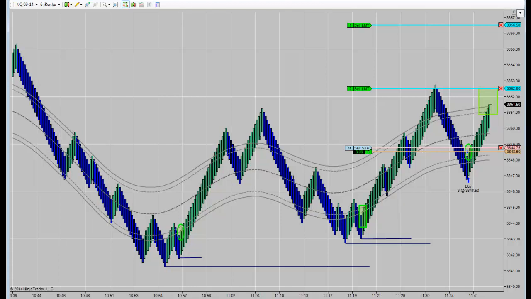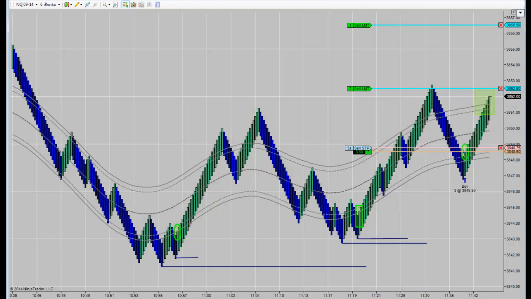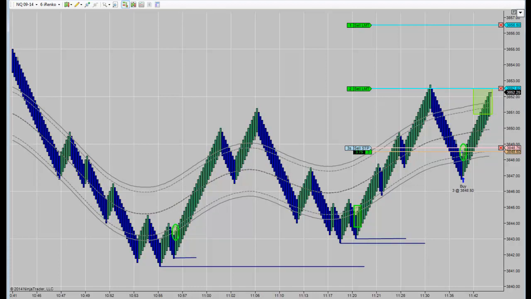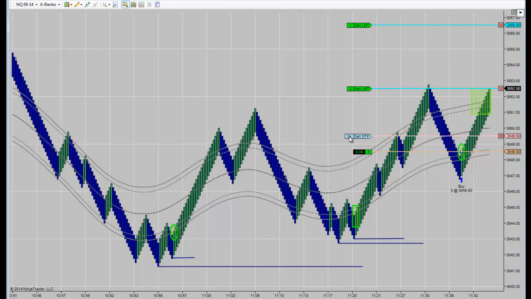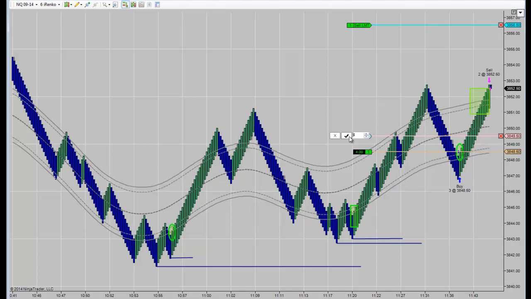In this example, I have moved the stop up to at least pay for commissions, and as the price action approaches our first target, we will lock in slight additional profits. We have the initial target for our first position at 2-to-1 reward to risk. The final position is beyond 3-to-1 reward to risk.